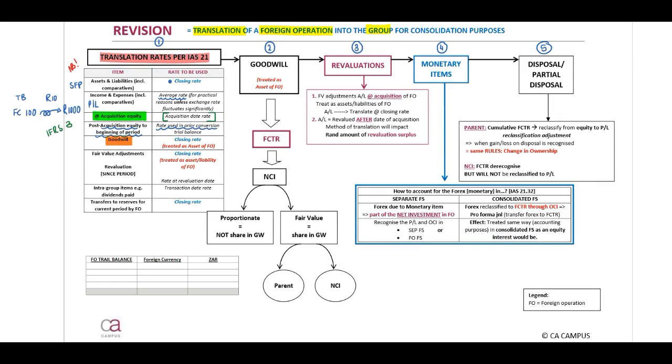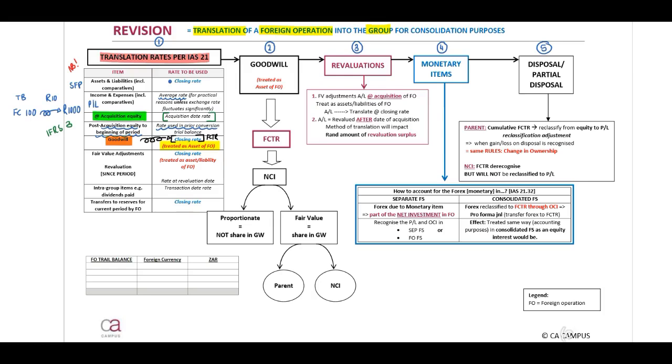Goodwill you need to treat as an asset of the foreign operation. Now we will discuss this in detail just now. And at the end of each reporting period, you need to translate your foreign currency of your goodwill using a closing rate to your presentation currency. And this shall result in FCTR relating to our goodwill asset.